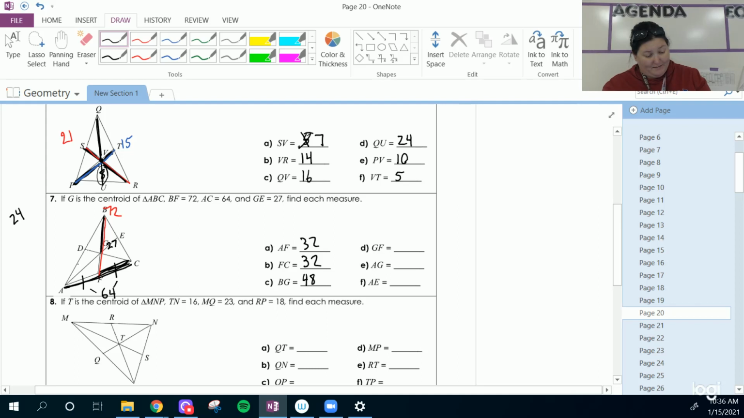GF is the next piece they want us to find. So GF is the small piece, which is 24. I just found that. AG is this piece here. So I already know the small piece is 27, so I double that. So that's going to be 54. And that's going to give me AG. Then AE is the whole thing, so we do 27 plus 54, which is 81.